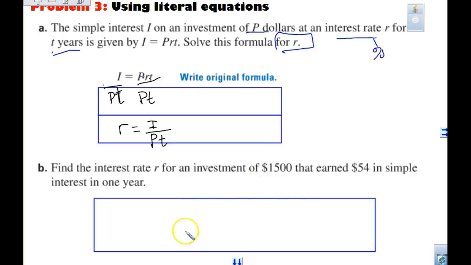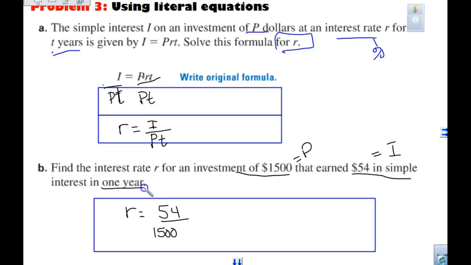Now, that comes in very nicely in this part because they are telling us to solve and plug in the numbers. So we're going to plug in the numbers. We're going to start off with R equals, what is our interest? In this one, 54 is our I. So we're going to put 54, because we're following right from here. I equals, what is my P? That means how much money I invested. This is my principal, and I get 1,500.